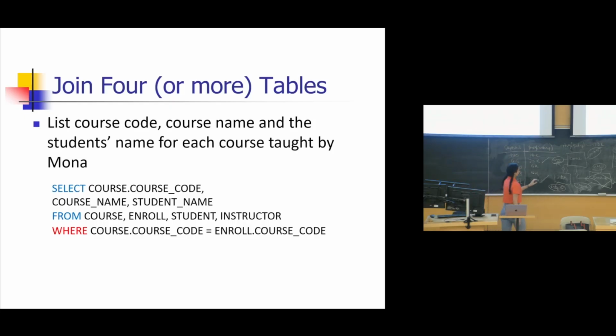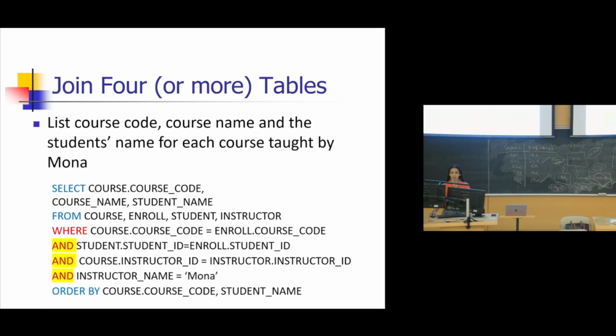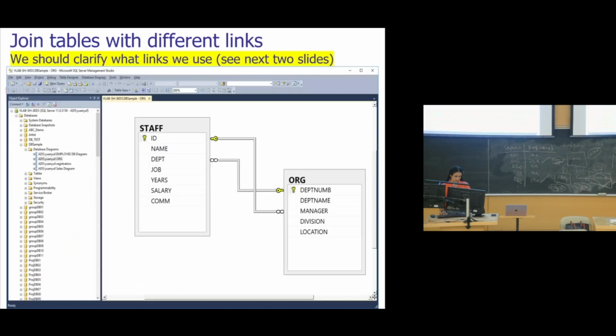Does it matter if I first join course and instructor, then course enrollment, and then this? No, it doesn't. So where you join course and enrollment first, student and enrollment next, and course and instructor final. And we also have a condition that the instructor name is Mona. And these are all in your where clause, right? So this explains joining tables with different links.